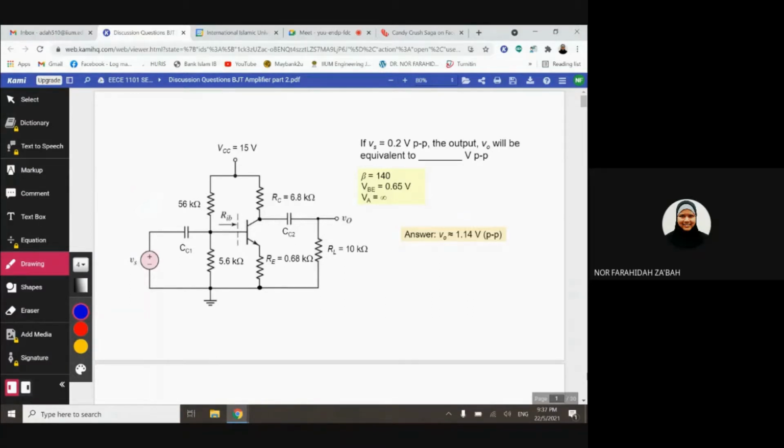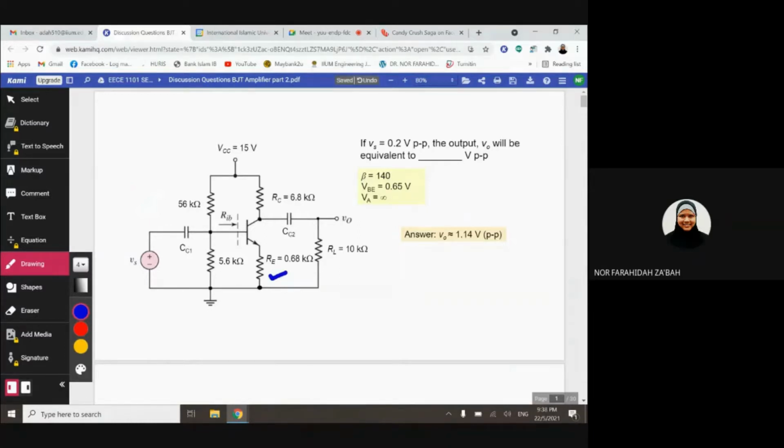So this is the video to show you the solutions for the examples, chapter 5 part 2, BJT amplifier. These examples will cover common emitter with RE, common emitter with bypass capacitor, and finally common collector. Okay, so the first one is going to be about common emitter where there is an emitter resistor, there is RE.